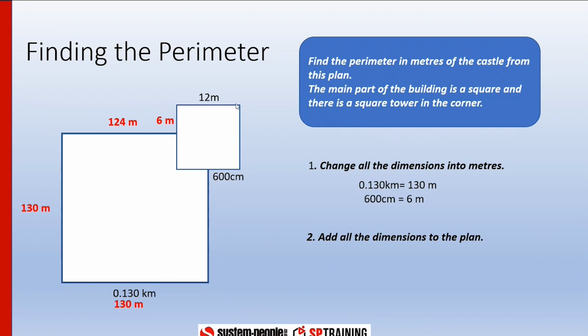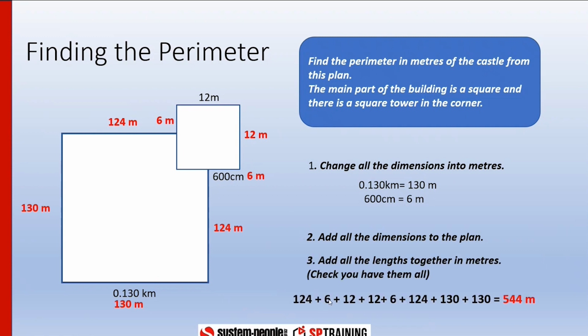That's a 12. We can leave it as it is. Because this is a square, this is a 12 as well. And of course, we just mentioned that's a 6. And this length is the same as this one here. So now we've got all our dimensions. We've got 124, 130, 130, 124, 6, 12, 12, and 6.